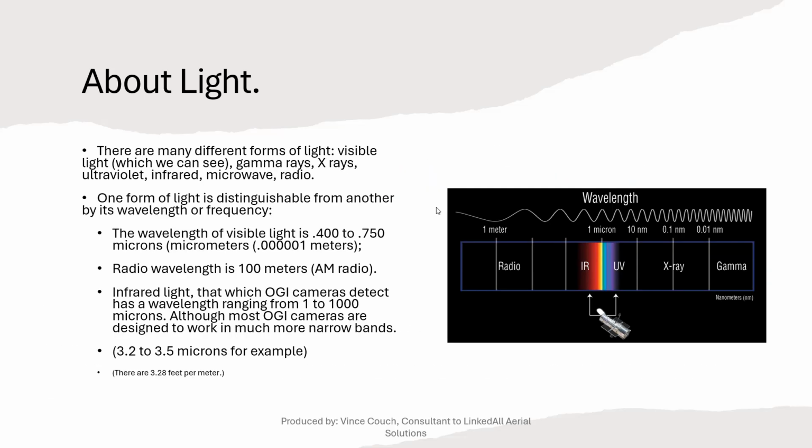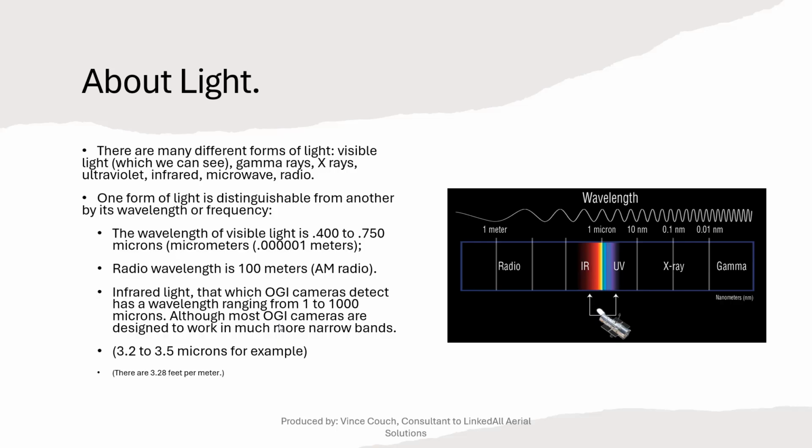There are many different forms of light. Visible light, which we can see, is in this range right here, about 0.4 to 0.75 microns. Radio is actually very long, so it's in this range here. The distance between the peaks for radio could be as much as 100 meters.